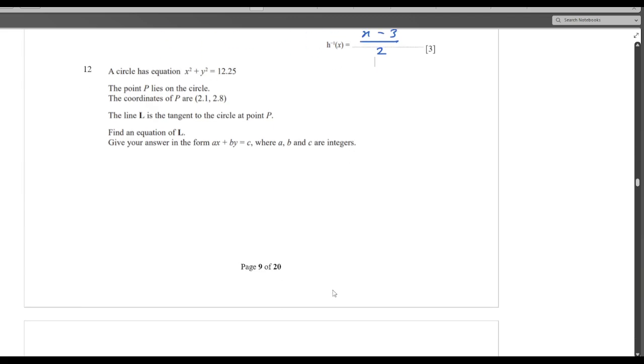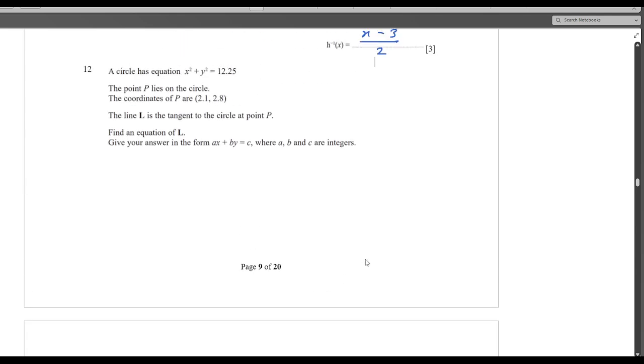A circle has equation x² + y² = 12.25. The point P lies on the circle. The coordinate of point P is (2.1, 2.8). The line L is tangent to the circle at point P. Find the equation of line L. Give your answer in the form ax + by = c, where a, b, c are integers.